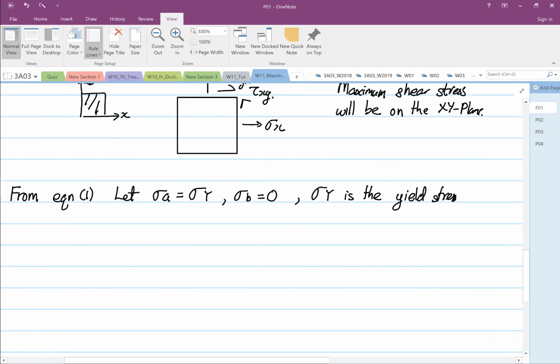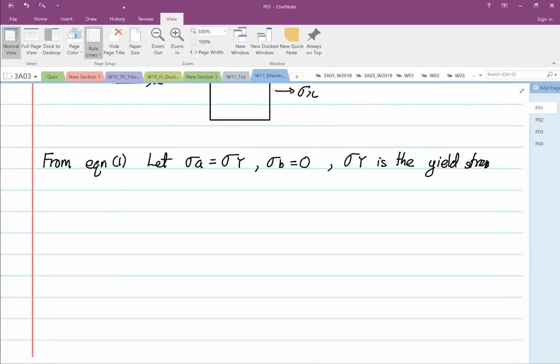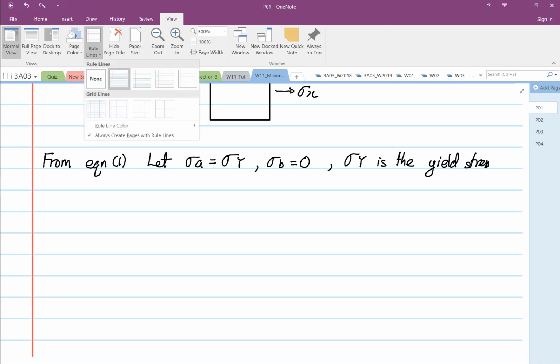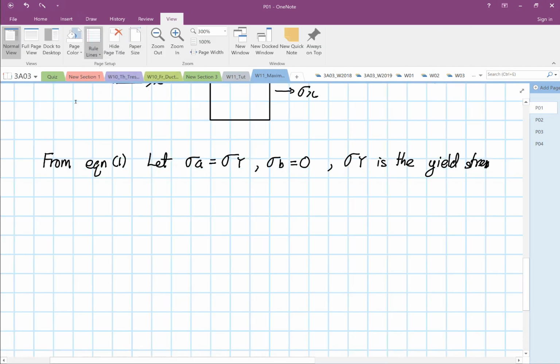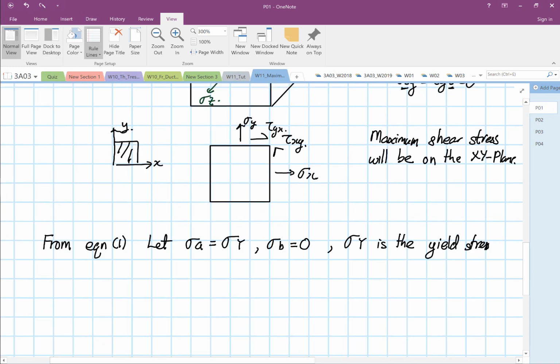So why do we make this decision? Why did von Mises make this decision? If we were to draw this in a 3D Mohr circle now, assuming that we are sketching for this element over here, this is our point X.